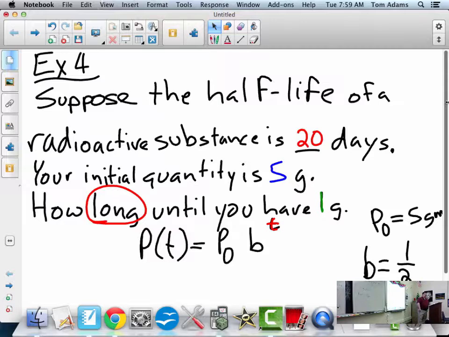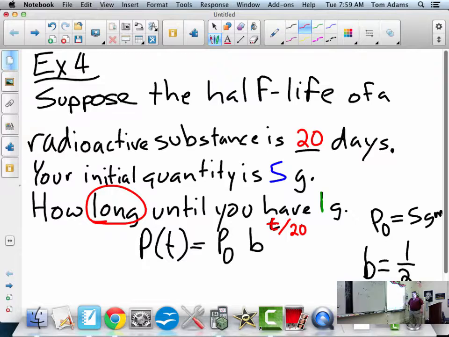Well, if we wanted to make it per day, what we could do is change this like this. We would say out of 20. So that way, if I get 20 out of 20, that's 1 cycle. If I get 10 out of 20, that's half a cycle.